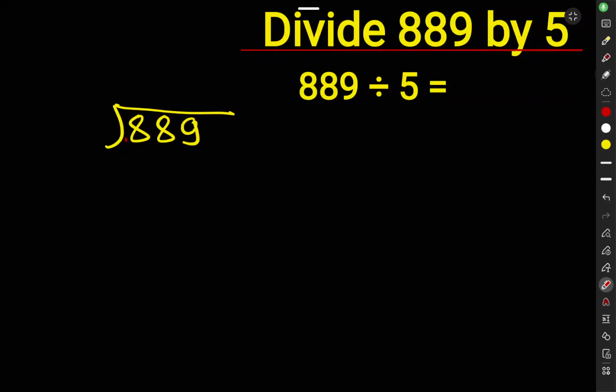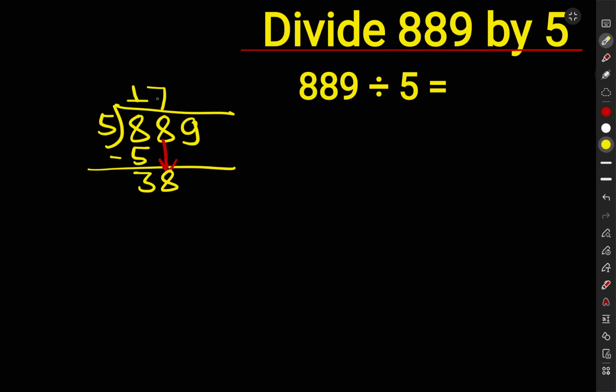We divide 889 by 5 in long division method. 5 times 1 is 5. On subtracting we get 3. So now we put down this 8 and it is 38.